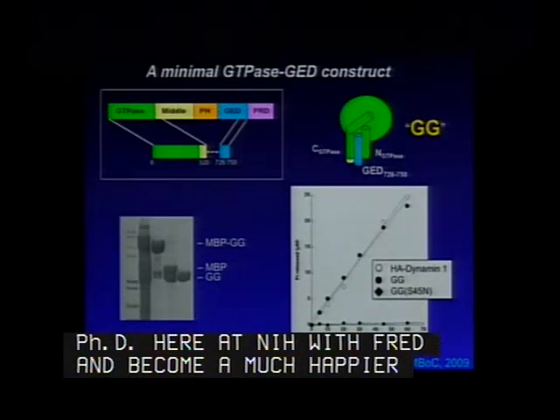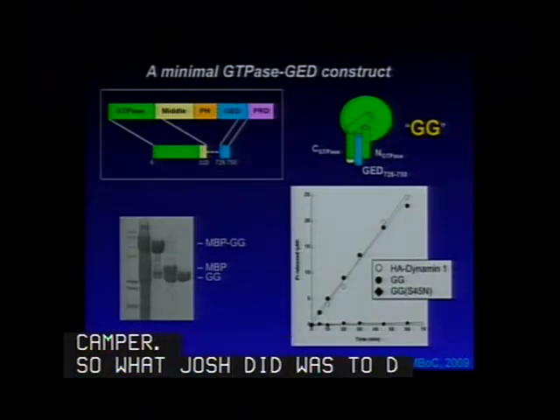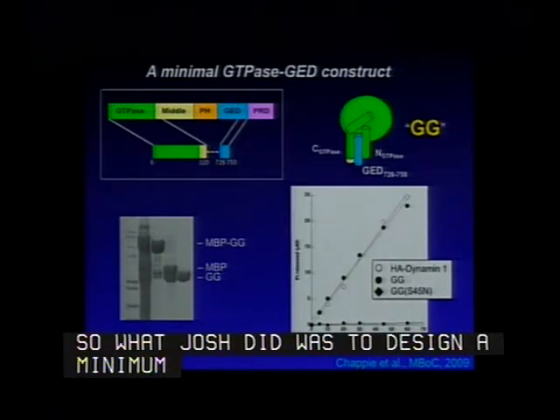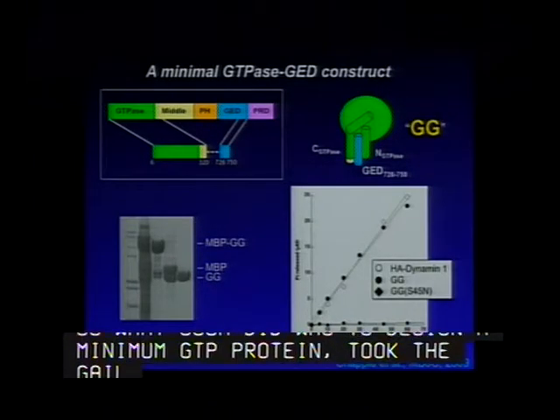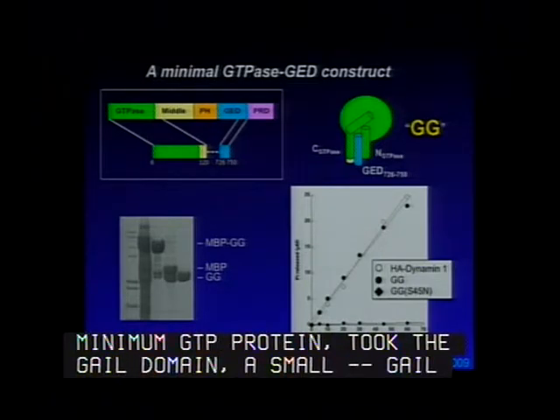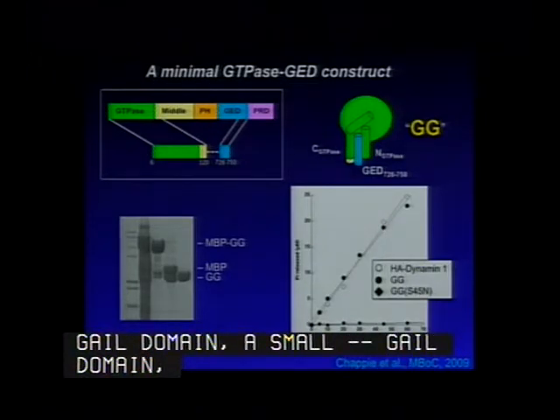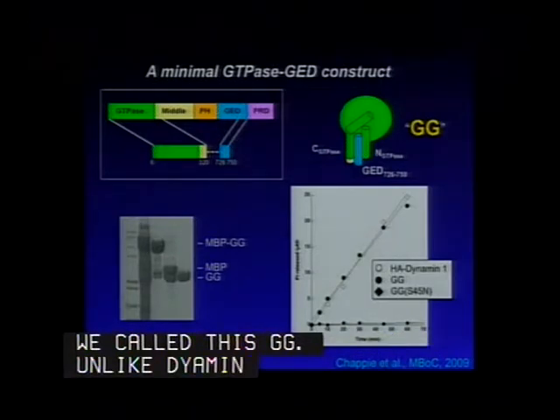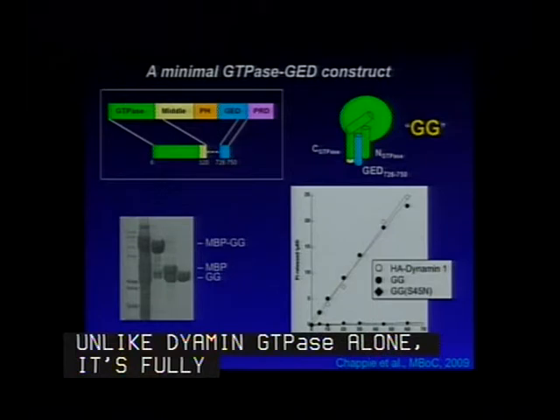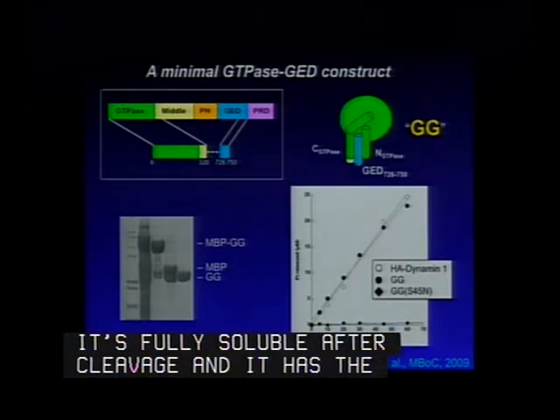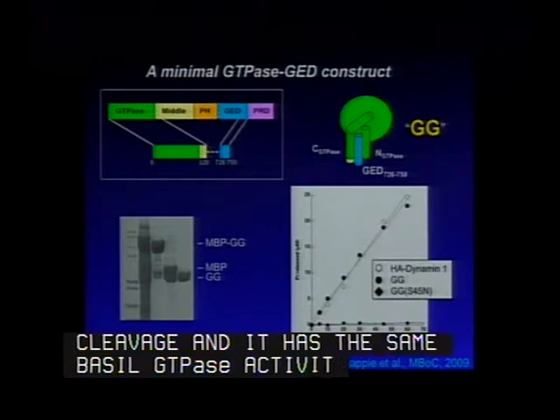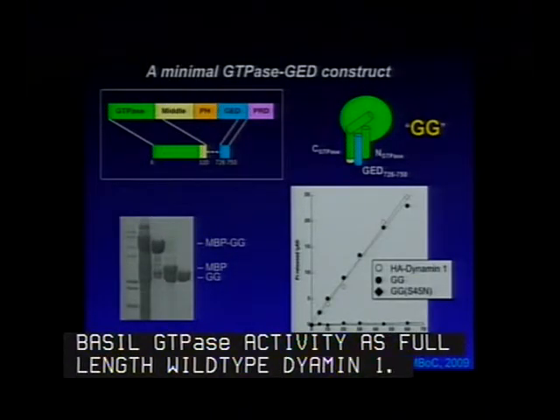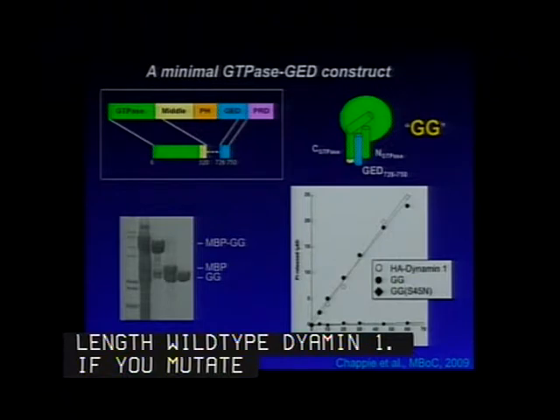So what Josh did was to design a minimum GTPase-GED fusion protein in which he took the GTPase domain, a small linker, and the last 25, 26 amino acids of GED. We call this GG. Unlike dynamin GTPase alone, this GG construct is fully soluble after cleavage of the MBP, and it has the same basal GTPase activity as full-length wild-type dynamin-1. If you mutate the GTP binding residues, you lose activity.